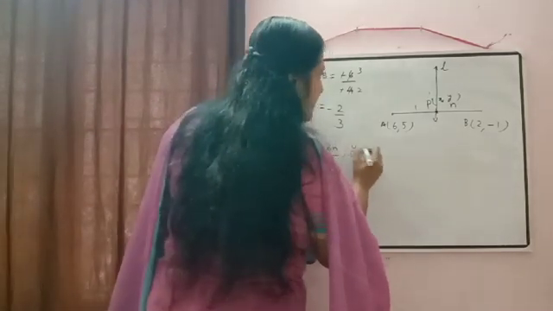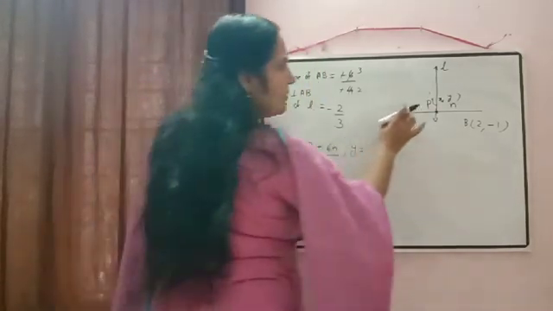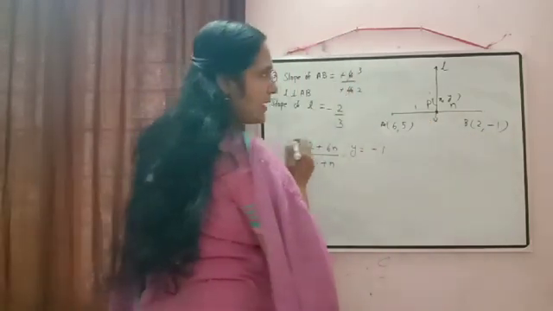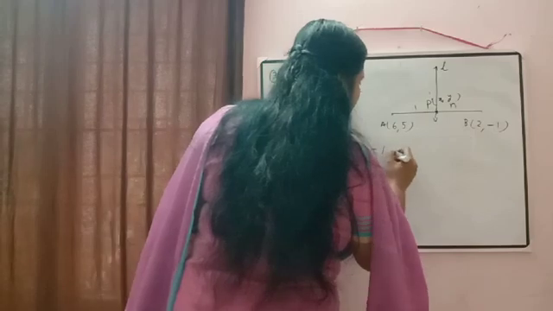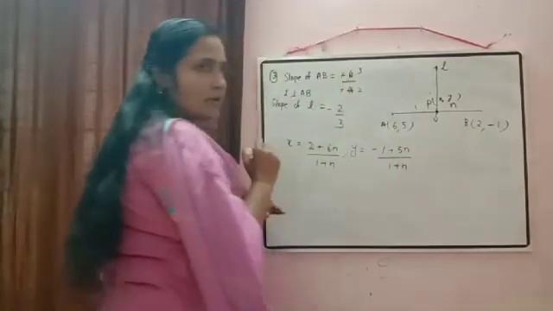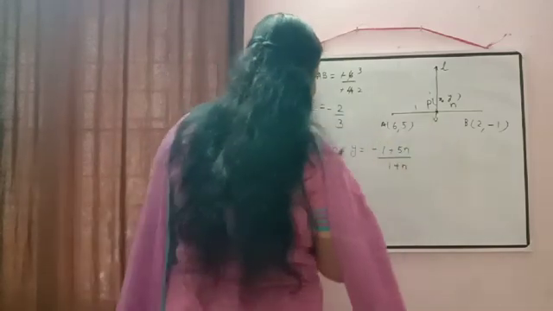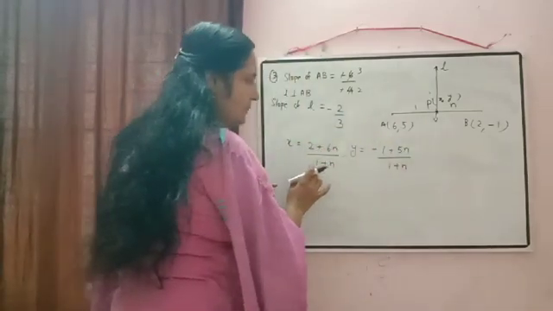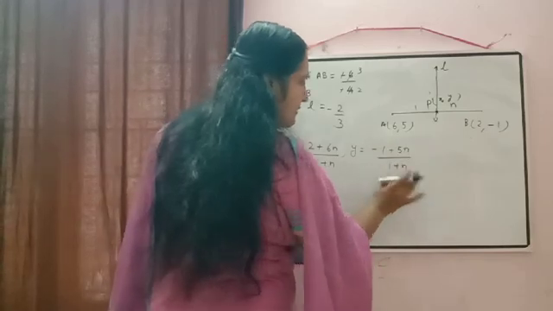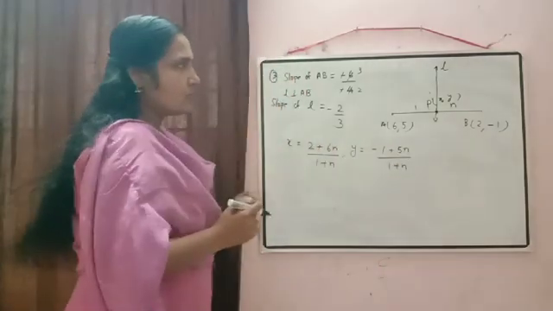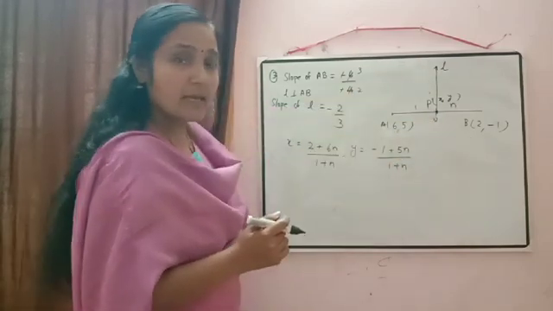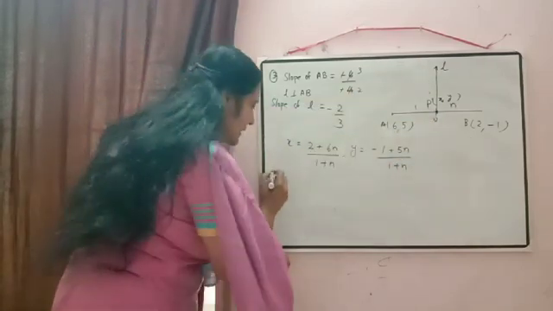And the y coordinate of the point will be equal to 1 into minus 1 plus n into 5, that is, (minus 1 plus 5n) by 1 plus n. So we got the coordinates of P as x equal to (2 + 6n) by (1 + n), and y equal to (minus 1 + 5n) by (1 + n). So we got the point on the line L also. Now we can calculate the equation of the line L.